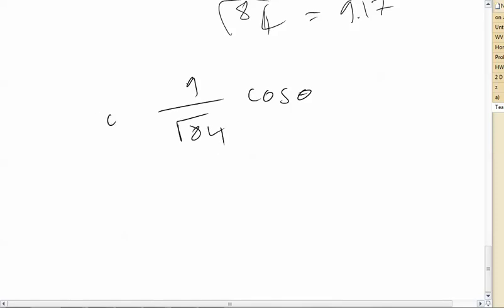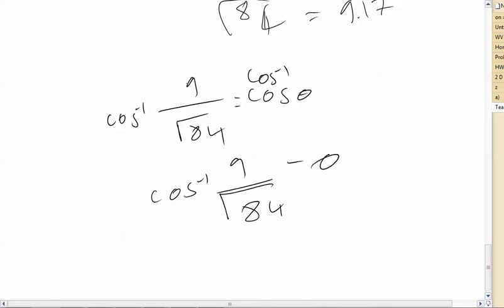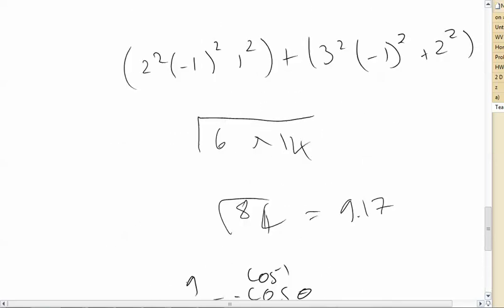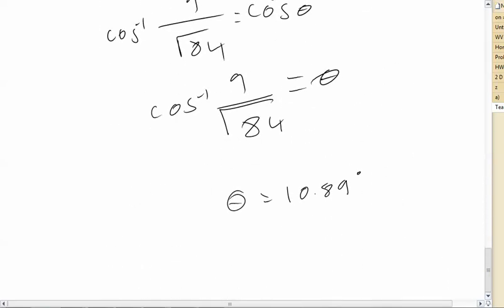So I just do anti-cosine on both sides. So anti-cosine of 9 over square root of 84 equals theta. So my resulting angle, theta, should equal 10.89 degrees. So we found out that the intersection is at point 1, 2, 3, as shown above, and that the angle at which they intersect is 10.89 degrees.